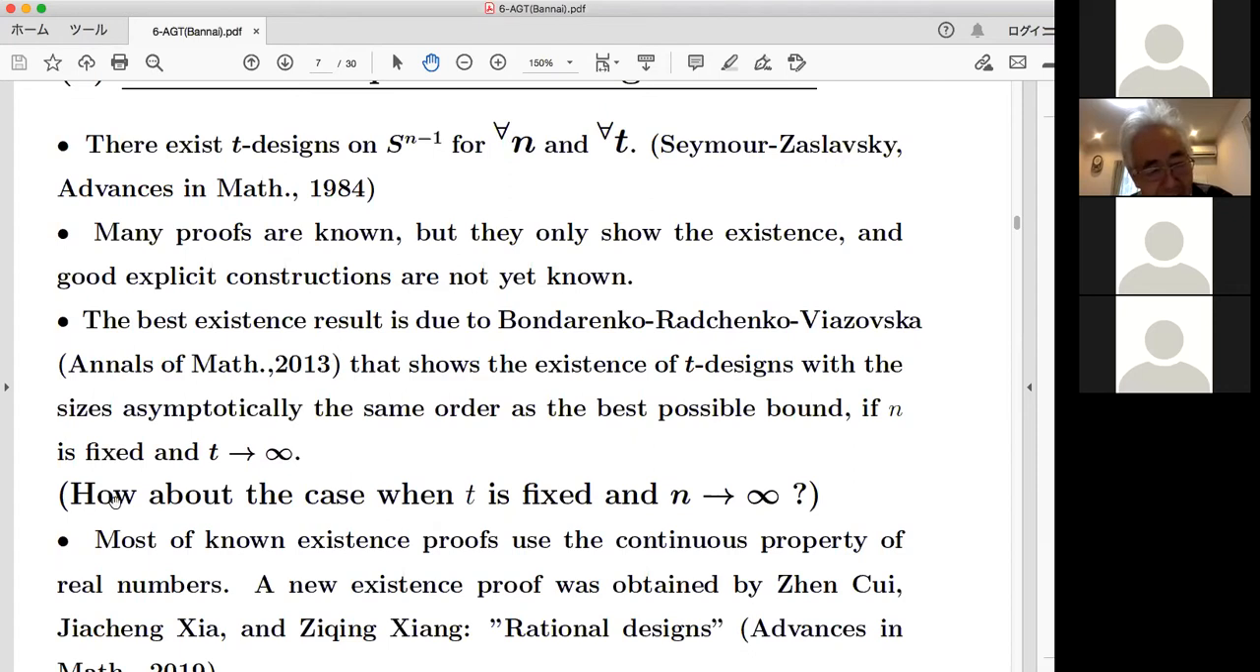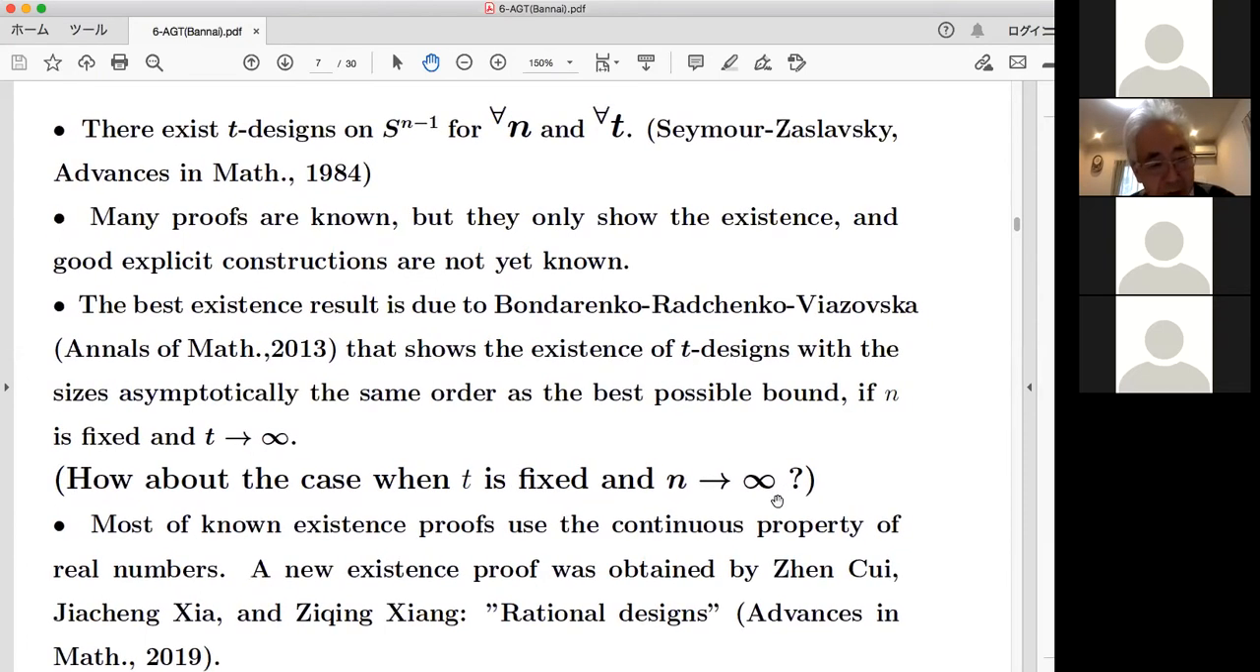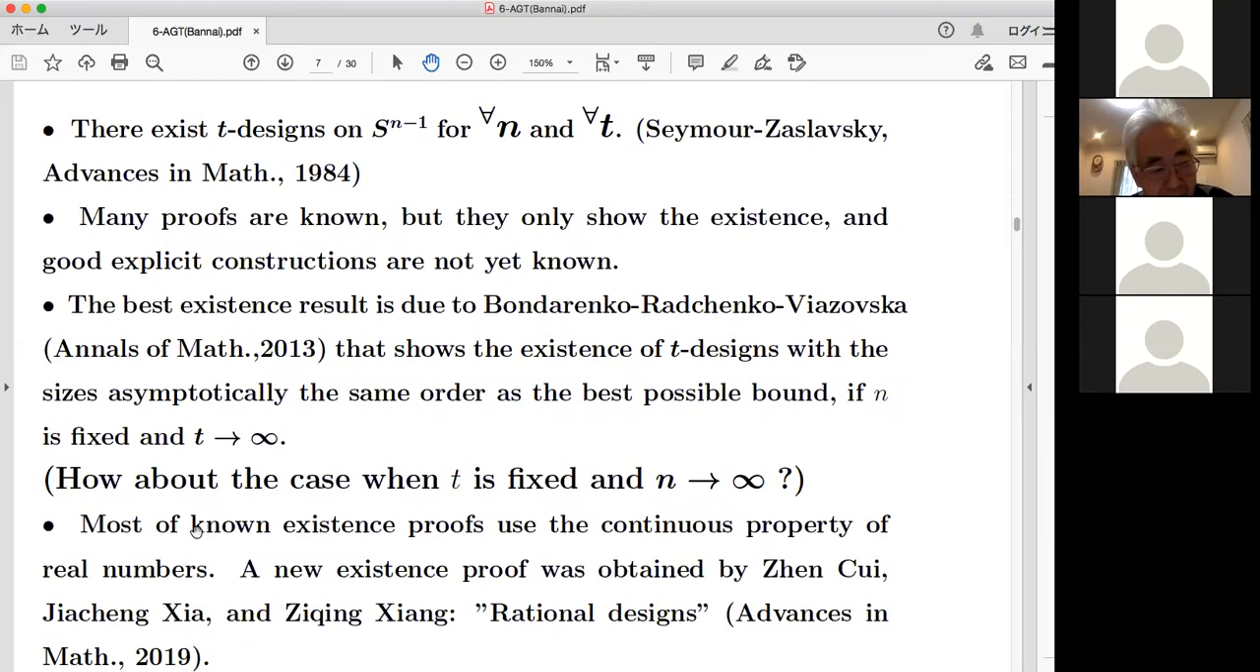However, what happens if t is fixed and n goes to infinity? This time, we don't know the exact result. It's still an interesting open problem. And one remark is that most of the non-existence proofs use the continuous property of real numbers, so the proof is very analytic or topological.